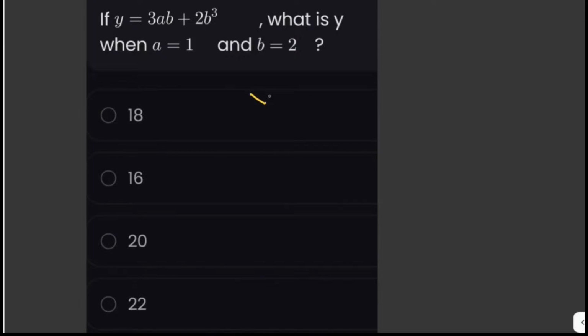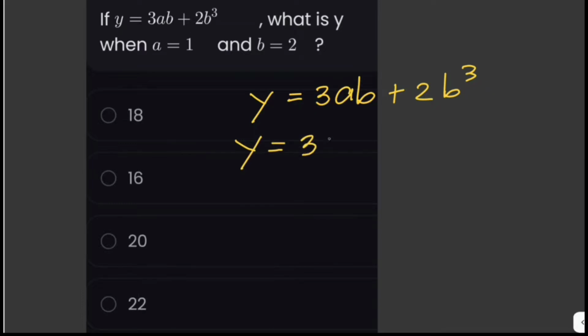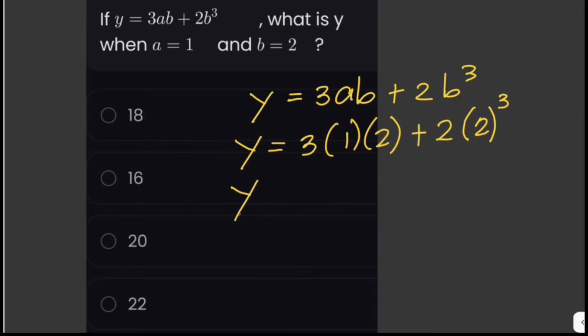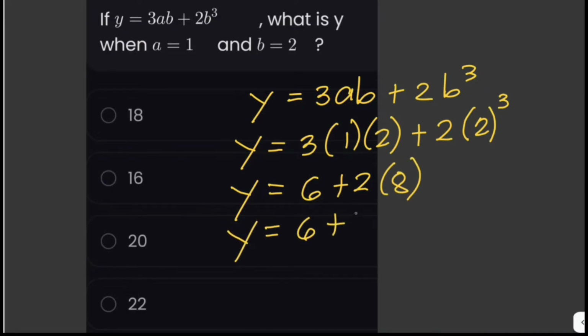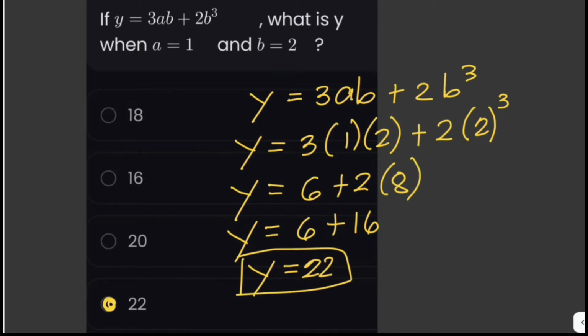So let's do that. We have y equals 3ab plus 2b cubed. Then we plug in the values of a and b. y equals 3 times a, which is 1, and b, which is 2, plus 2 times b cubed. b is 2, so this is just 2 cubed. Then we simplify. 3 times 1 is 3 times 2 is 6, plus 2 times 2 cubed is 8. So y is equal to 6 plus 16. Then this is just equal to 22. So the value of y is 22. And this is our answer here.